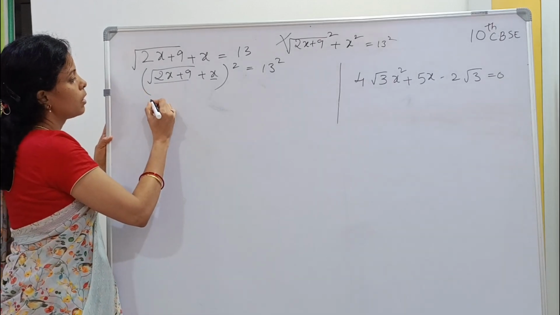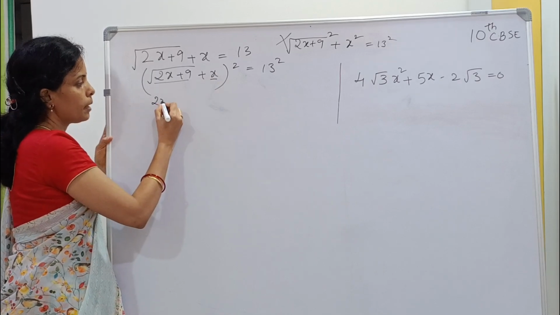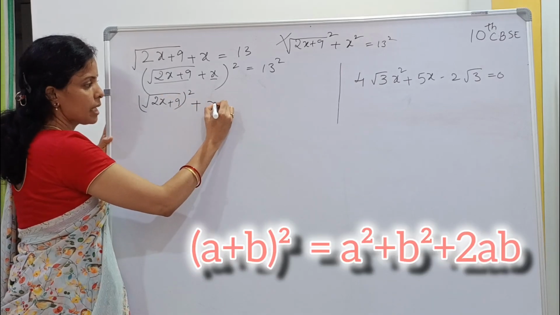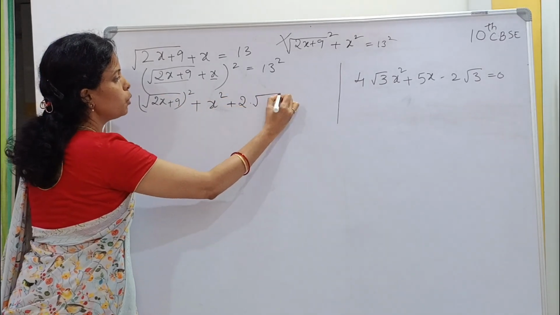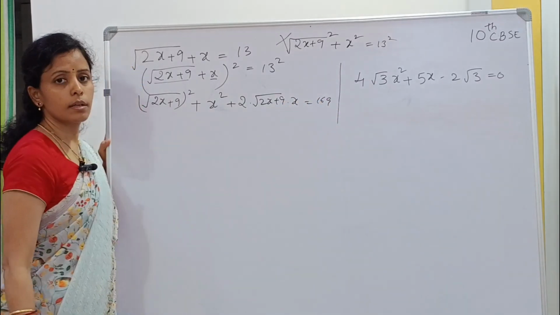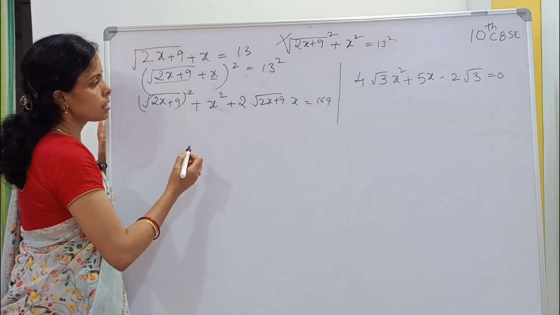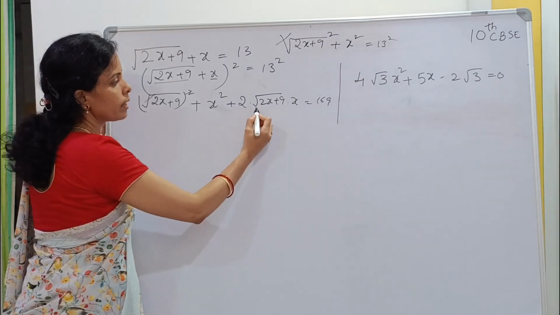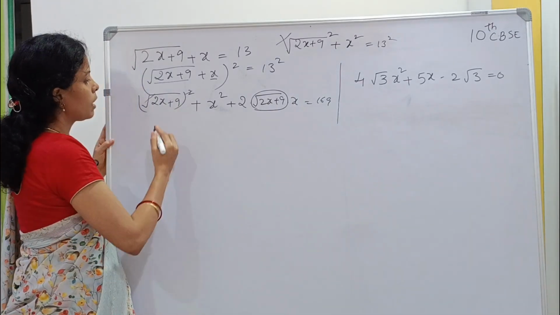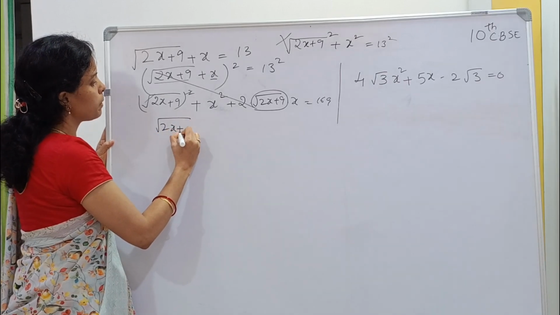So let's expand this. It's again in the form of a plus b whole square. It's a and it's b. So a square plus b square plus 2ab. Am I right? Yes. So again, the root square will be cancelled, but even though we squared on both sides, we are ending up again with a root term. So what we have done is wrong. Instead of this, let's try another way.